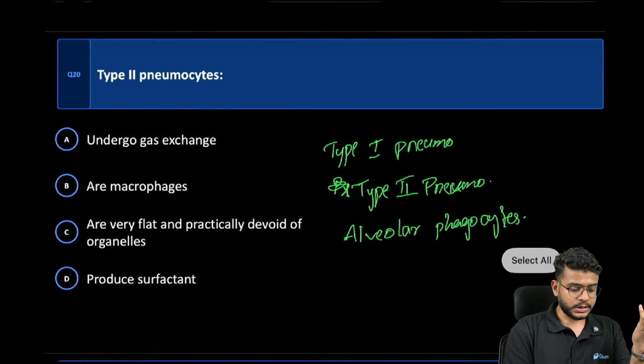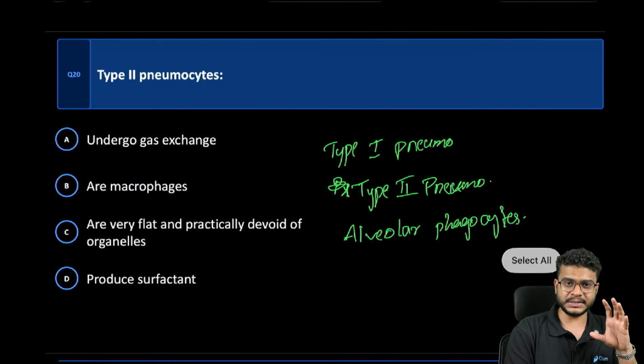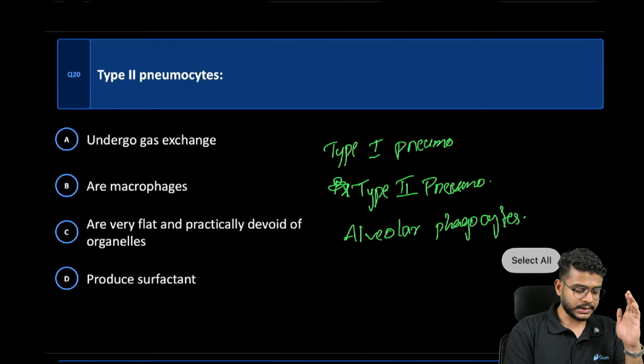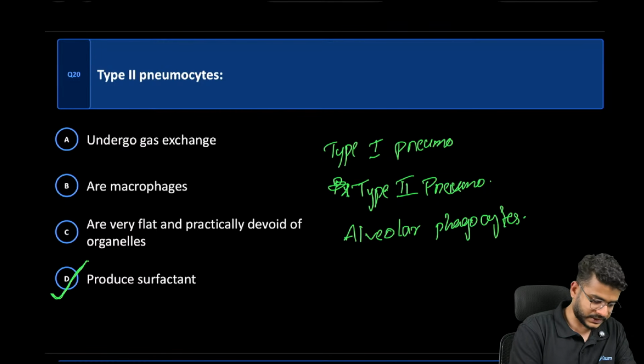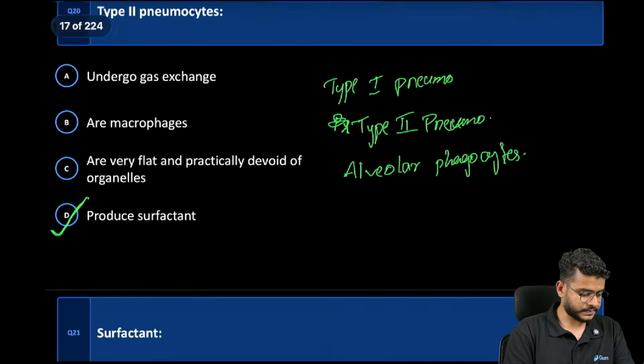2 pneumocytes, their basic function is to produce or secrete the pulmonary surfactant. We know the surfactant helps in reducing the surface tension inside the alveoli, thereby preventing the collapsing of the alveoli. Okay, so type 2 pneumocytes produce surfactant. Okay, that is the answer.